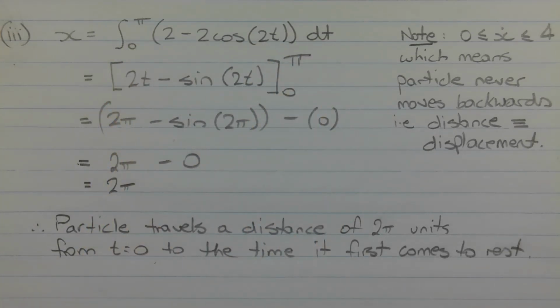Performing the integration, we get 2t minus sine 2t from t equals 0 to t equals pi. Applying the limits of integration, we get 2 pi minus sine 2 pi in brackets minus 0. Now sine 2 pi is equal to 0. So this evaluates to 2 pi. Therefore, the particle travels a distance of 2 pi units from t equals 0 to the time it first comes to rest.